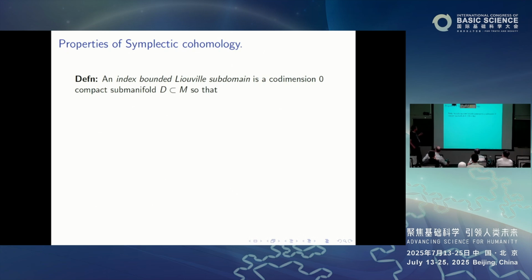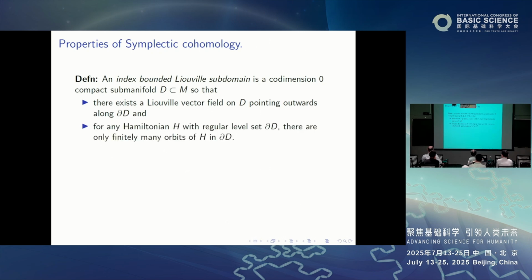An index-bounded Liouville subdomain of M is a codimension 0 compact submanifold, which I'll call D, so that there's a Liouville vector field pointing outwards along the boundary of D. A Liouville vector field is a vector field that scales the symplectic form when you flow it. And then for any Hamiltonian whose regular level set is the boundary, there are only finitely many orbits of any given index in the boundary.